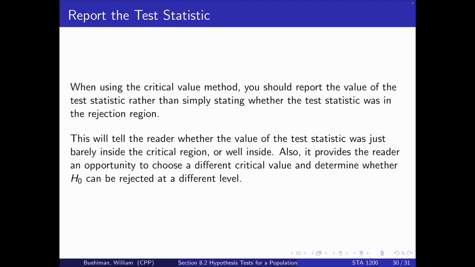When using the critical value method, you should report the value of the test statistic rather than simply stating whether the test statistic was in the rejection region. This will tell the reader whether the value of the test statistic was just barely inside the critical region or well inside. Very similar to the p-value, you're just letting the reader know, is it really close, or is there no question that we should reject? Also, it provides the reader with an opportunity to choose a different critical value and determine whether the null hypothesis can be rejected at that different level.